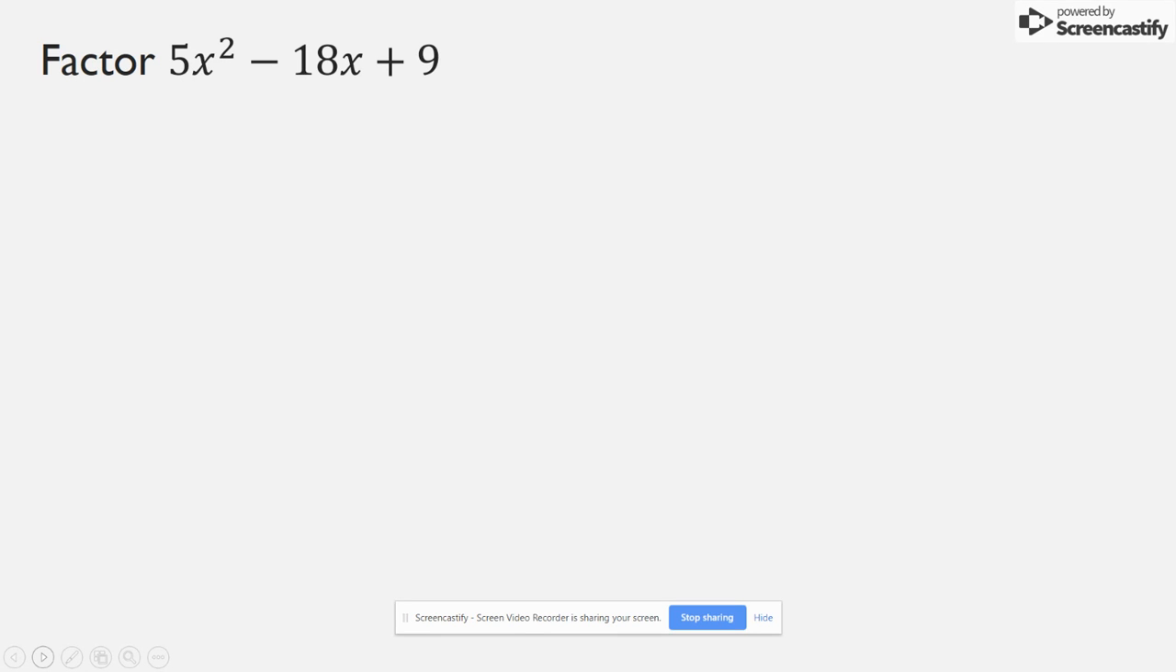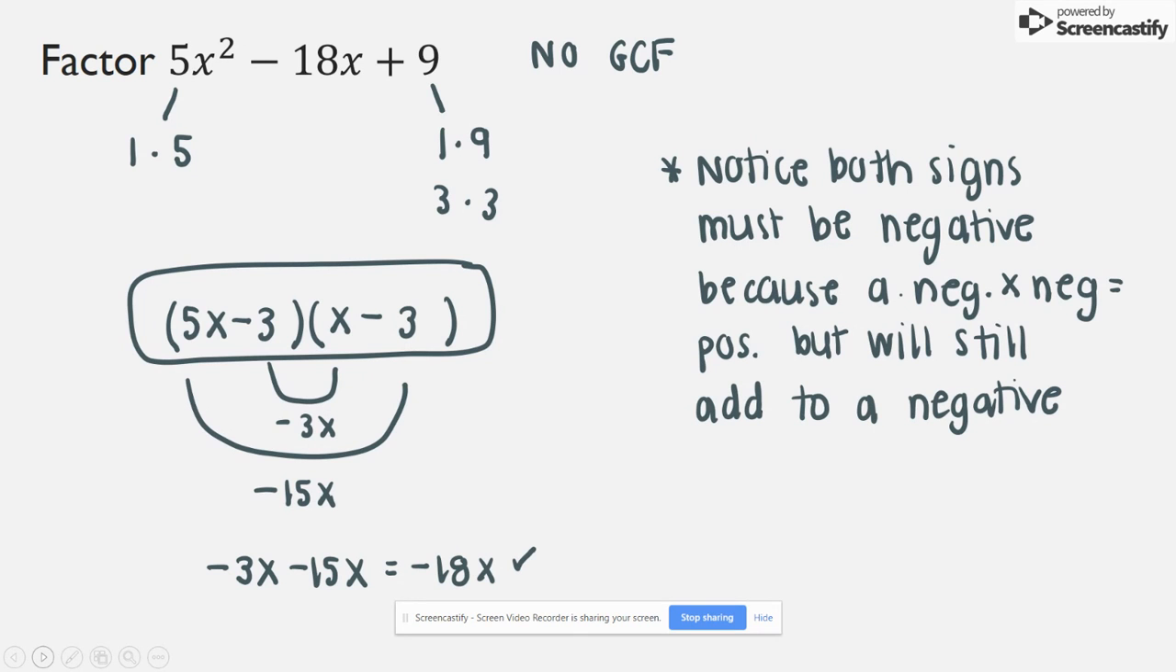I would like you guys now to pause the video and try factoring 5x squared minus 18x plus 9. Please pause now because in 5 seconds, I'm going to show you my answer. Here was my answer. Hopefully your work checks with mine. If it doesn't, please ask me.